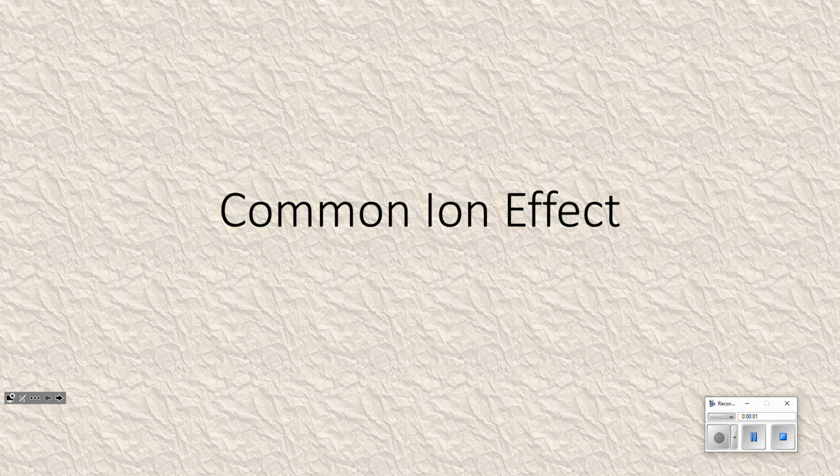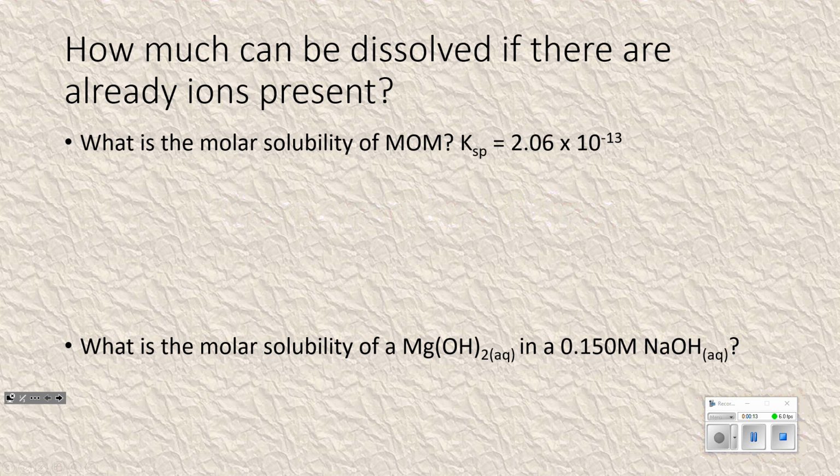So we're going to talk about what's called the common ion effect, which again, common ion, what ion do things have in common? Now what happens if I put things together that have that common ion? So, my first bullet point is dealing with what you just worked with, milk of magnesia.